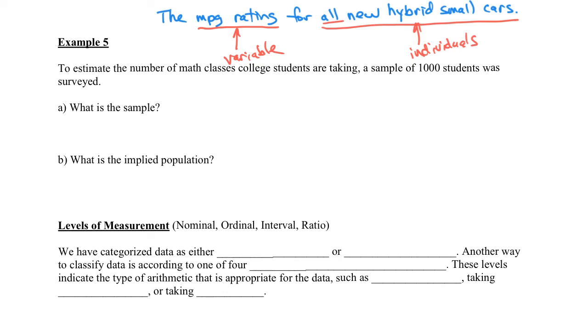So what is the sample? It's the implied population. So let's take a look at what's happening here. Let's say there is this population, a pile of thousands and thousands of numbers, or maybe millions of numbers. Each one of these numbers represents the number of math classes a college student is taking.